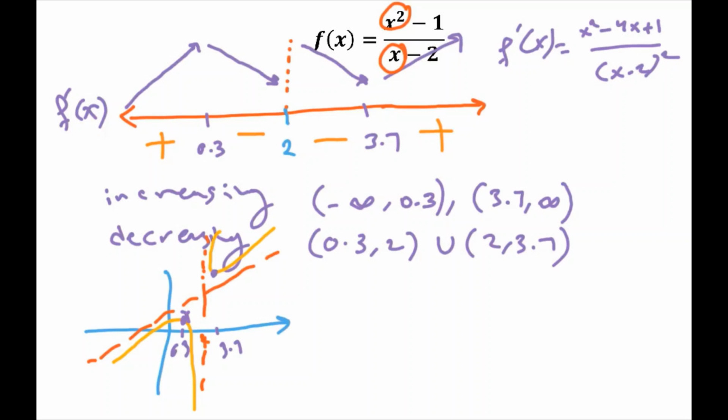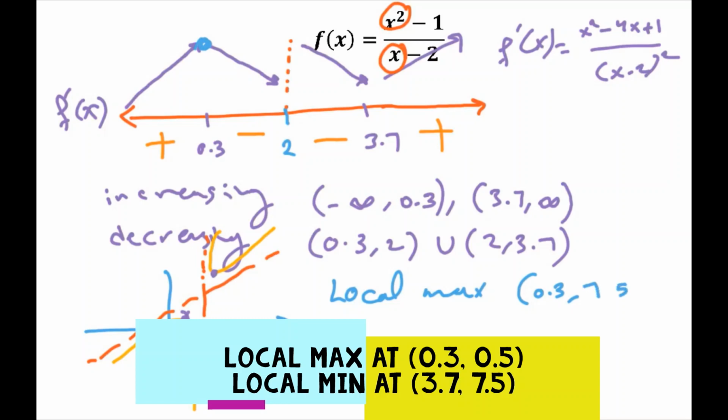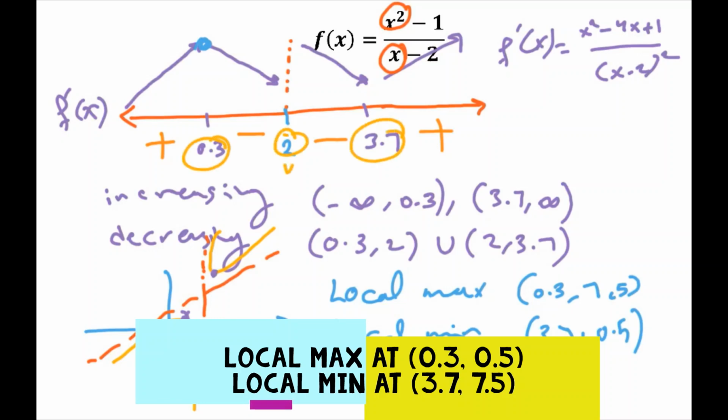So this point, as you see, is a maximum point. It's a maximum, you can see it here. But it's not an absolute, so I have a local max at 0.3 and 7.5. And I do have a local minima, so local maxima at 0.3, 7.5, and local minima at 3.7 and 0.5. Okay, and my critical points are 0.3, 3.7, and 2. 2 is a vertical asymptote.